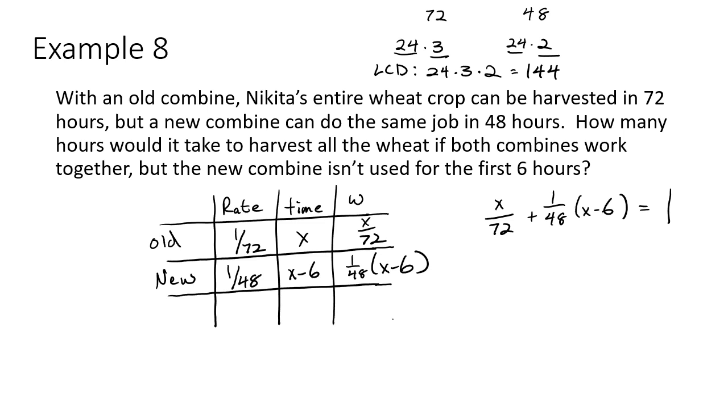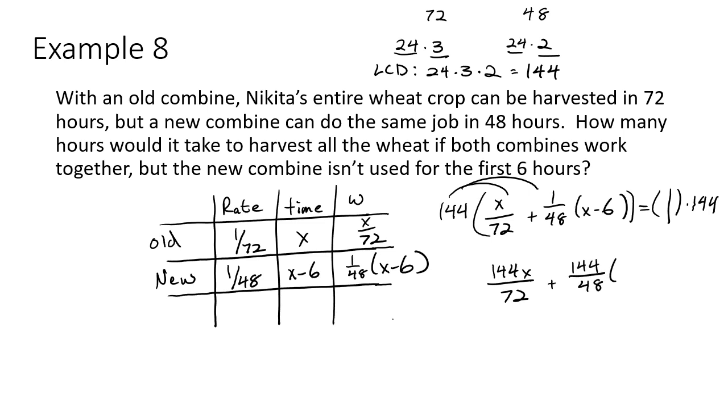You can double check this pretty easily. You should make sure that both 72 and 48 divide cleanly into 144. Otherwise, our fractions won't reduce properly. And in this case, it does, so we're fine. So I'm going to multiply both sides of this equation by 144, distribute it through. So on the left, we get 144 x over 72 plus 144 over 48 times x minus 6 is equal to 144, and now I'll reduce.